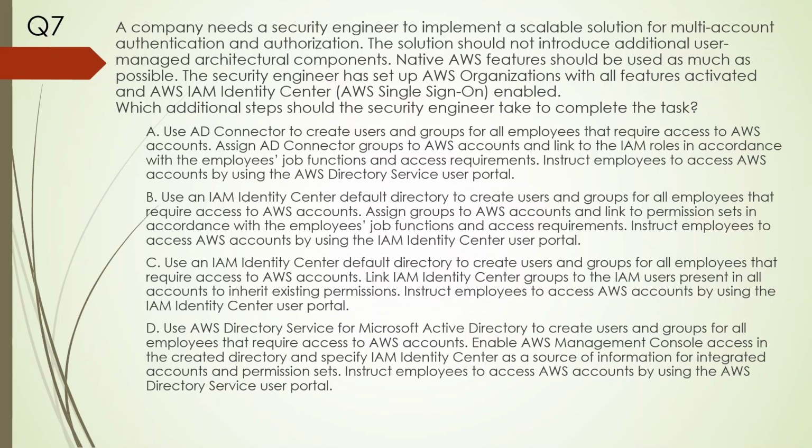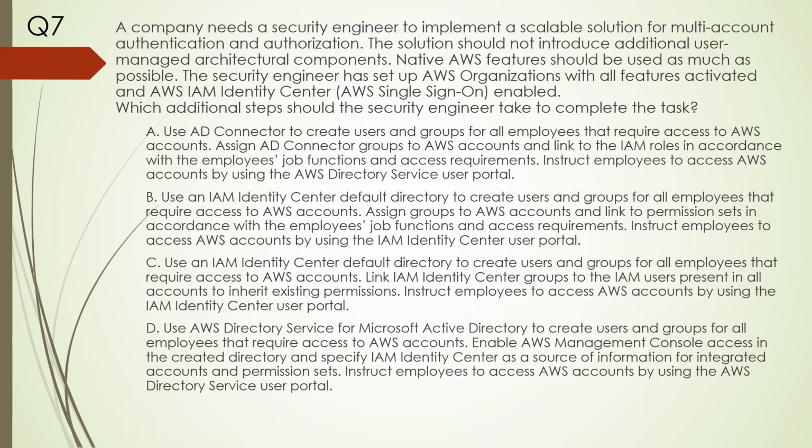A company needs a security engineer to implement a scalable solution for multi-account authentication and authorization. The solution should not introduce additional user-managed architecture components. Native AWS features should be used as much as possible. The security engineer has set up an AWS organization with all the features activated, and AWS IAM Identity Center for AWS Single Sign-On enabled. Which additional steps should the security engineer take to complete the task?